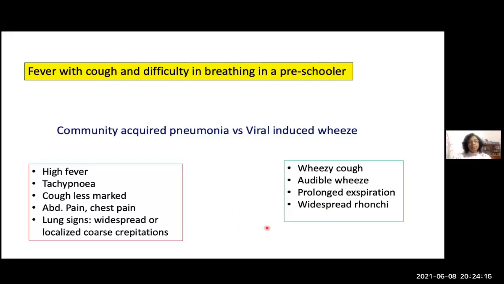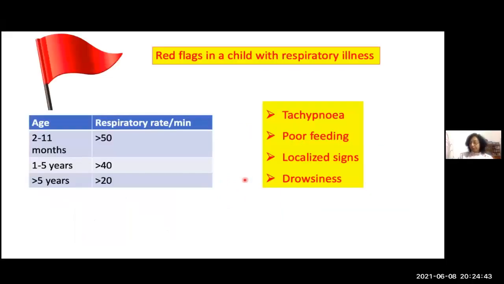Having said this, a child with wheezing, intermittent wheezing, may develop a community-acquired pneumonia, and as a result, may develop worsening of the bronchospasm. Okay? So again, it's your clinical judgment that makes the proper diagnosis.